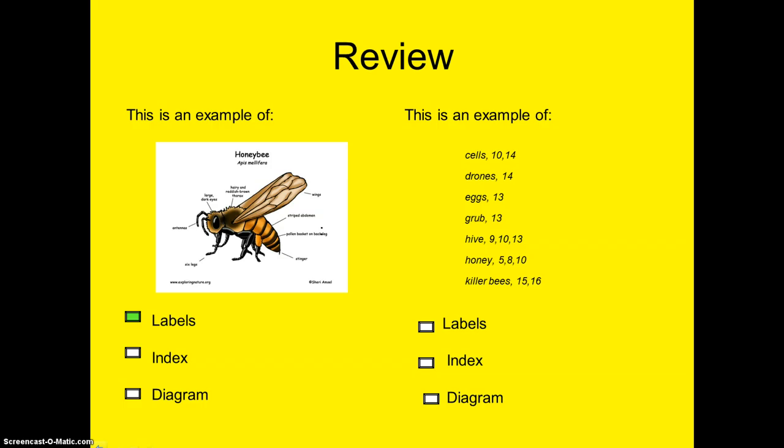This is an example of labels, index, or diagram. Index is the correct answer. An index is an alphabetical list of words, phrases, or topics in a book and the pages on which they can be found.